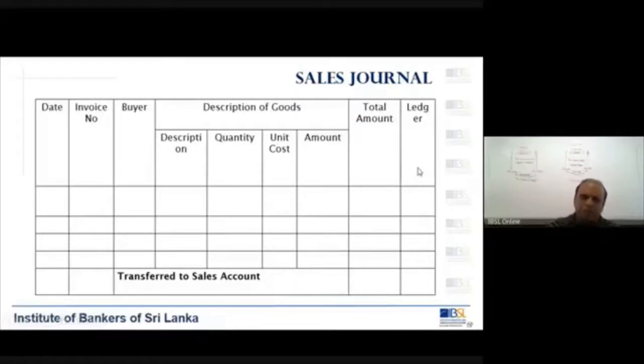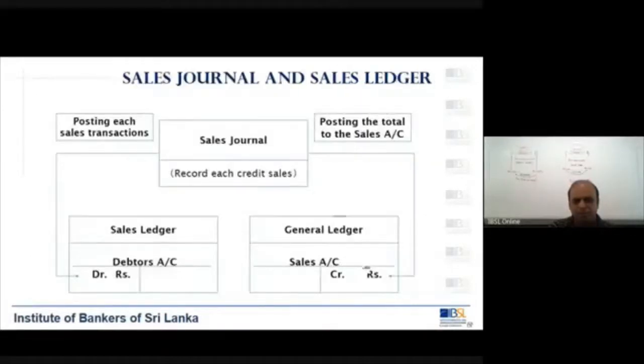And you also have the ledger. Ledger means the page number or whatever you can refer it to. And at the end of the month, you will take the total of your sales and transfer it to the sales account, because this is where you will get the total sales for the particular month. And this is how it would look.